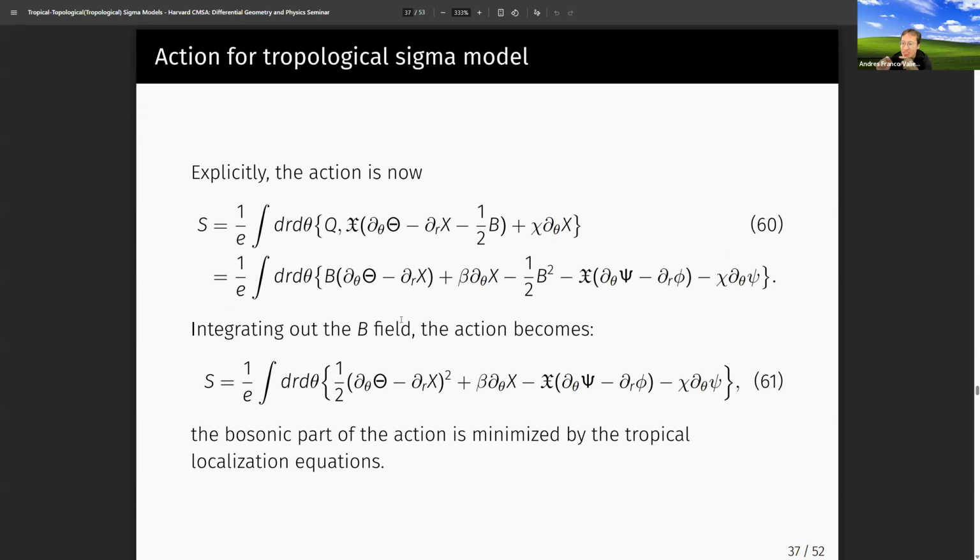That 1 over E is something that we know as a coupling constant. It's just a real number parameter. It will matter eventually when we start to compute correlation functions. But for now, it's just a formal real number.